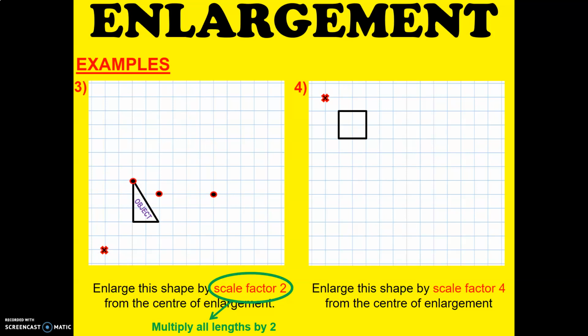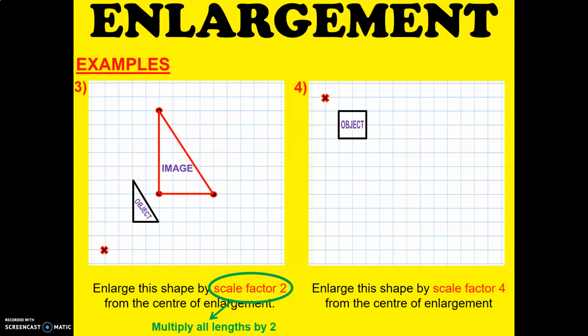For the third point, going to the center of enlargement, that is 5 units down, 2 units left. So 2 times 2, 5 times 2, 2 times 2 is 4. So draw a line 4 steps to the right and then 10 units up. That will be our third point. There you have it, our image.